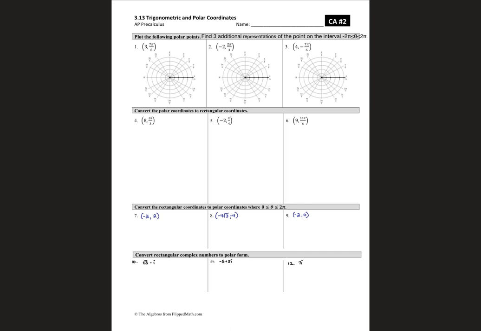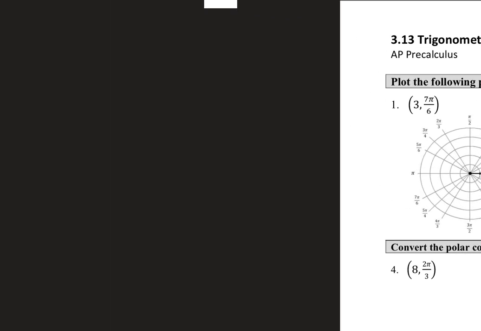Your quiz is going to cover 3.13 and 3.14. It's only 6 or 7 questions, something like that. The parts from 3.13, so this first page of your quiz review, is all 3.13.